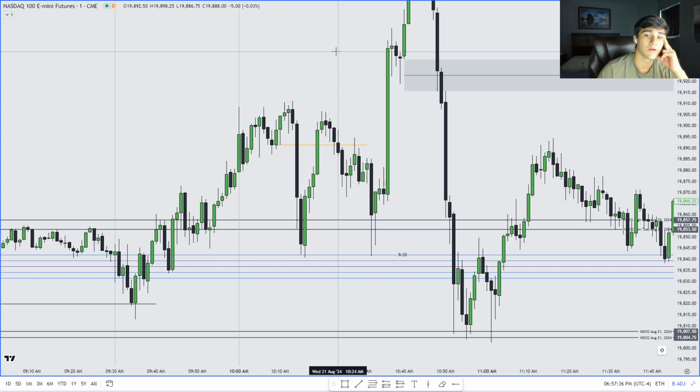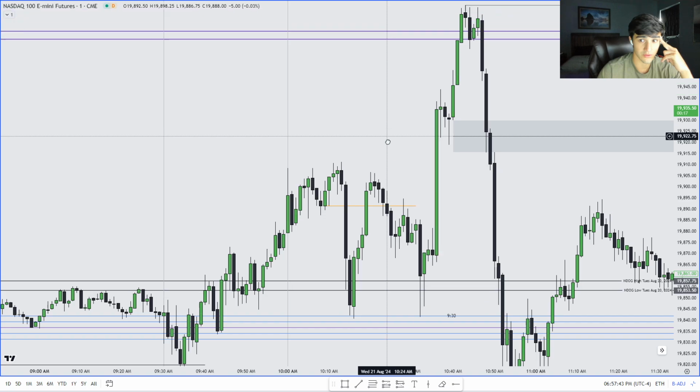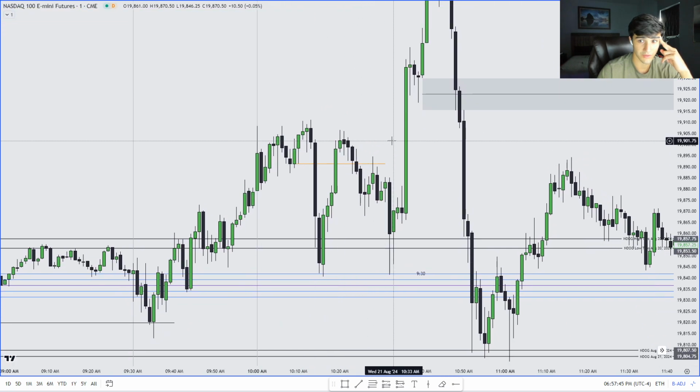So I think here I was just fading the current narrative in play. Even though I knew that this thing wants to draw higher, I still tried to short it, which doesn't make sense.